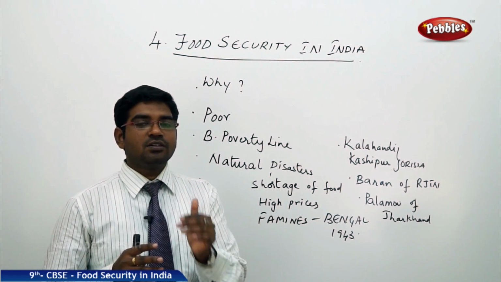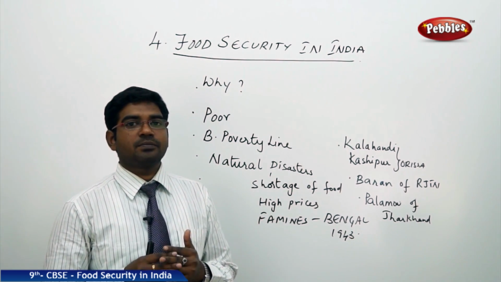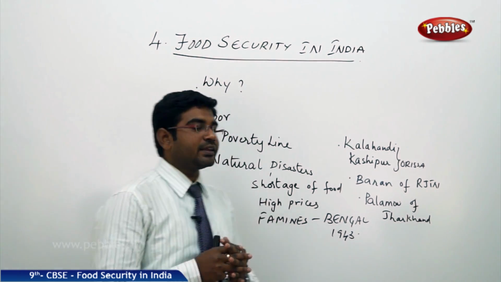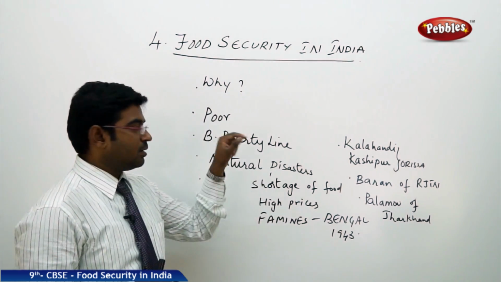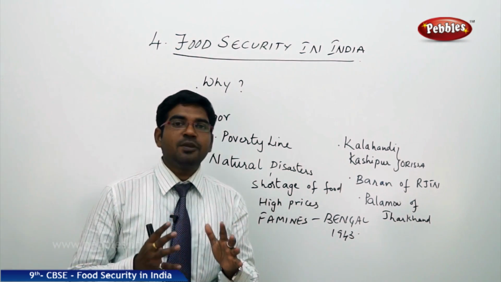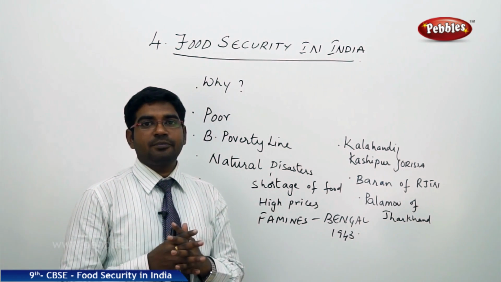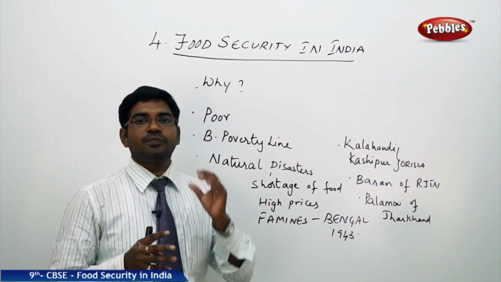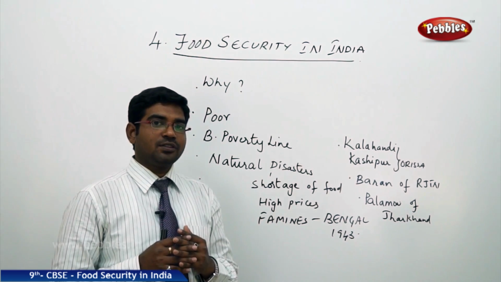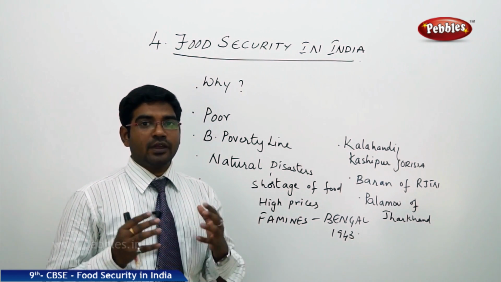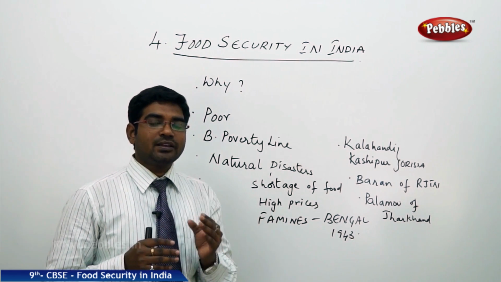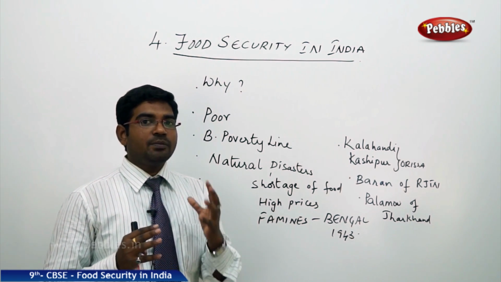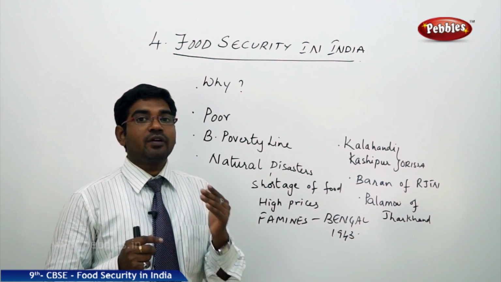Why do we need food security in our country? We have a large number of people coming under the category of poor, below the poverty line. When people are affected by poverty or when they are poor, they will not be in a position to acquire a sufficient amount of food. In order to ensure that these people get at least two square meals per day, the government started to take steps to provide security for them.